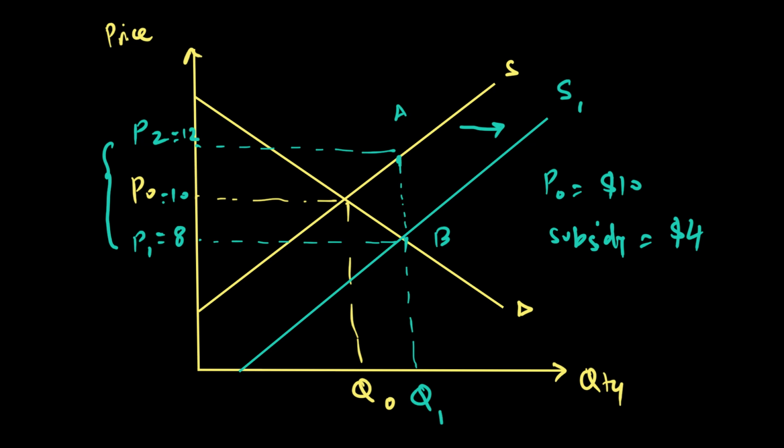Let's label these areas to understand consumer and producer surplus. So let's call this area 1, 2 and 3. Let's call this triangle 4, this triangle 5, this as 6 and 7.